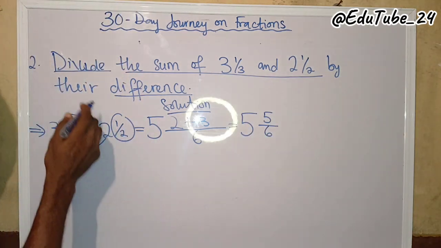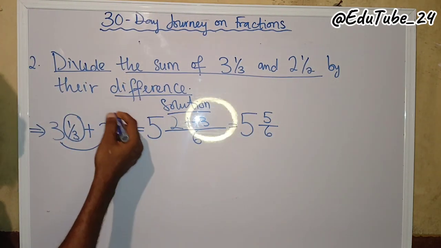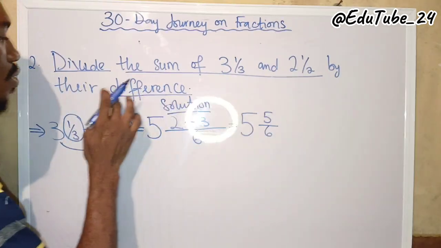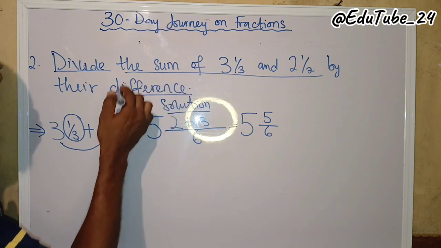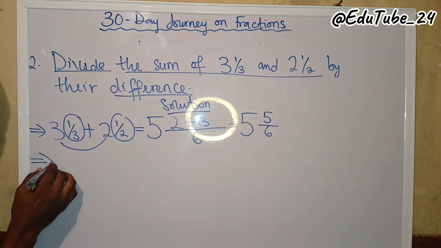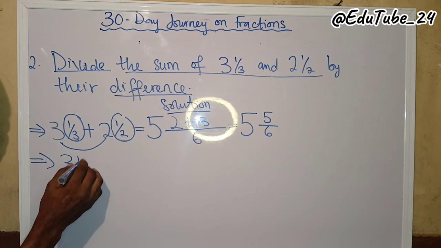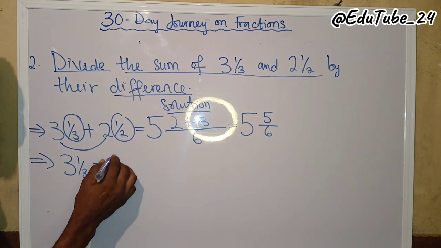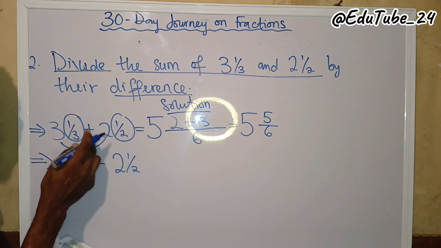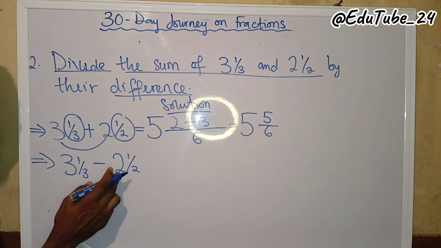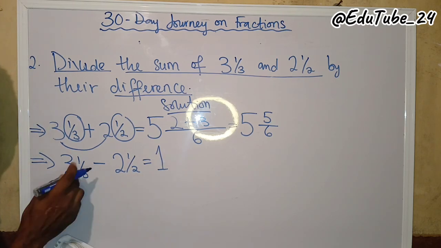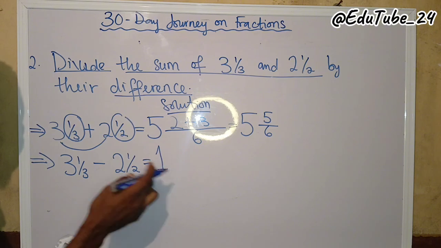We are not done because the last instruction is there to be implemented. It says divide this, and we've gotten this, by their difference, meaning that we still need to work the difference. The difference means the subtraction. So we come back to the same numbers by writing 3 1/3 minus 2 1/2. The same way we solved this, we are going to solve this. First of all, 3 take away 2 gives us 1 whole number.